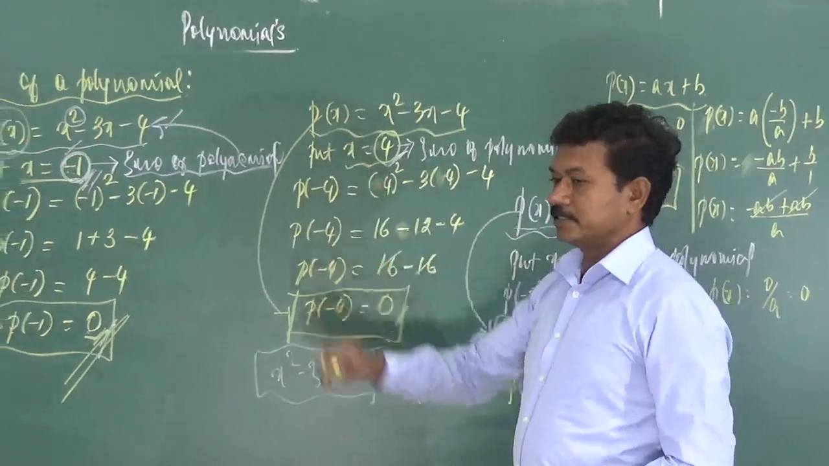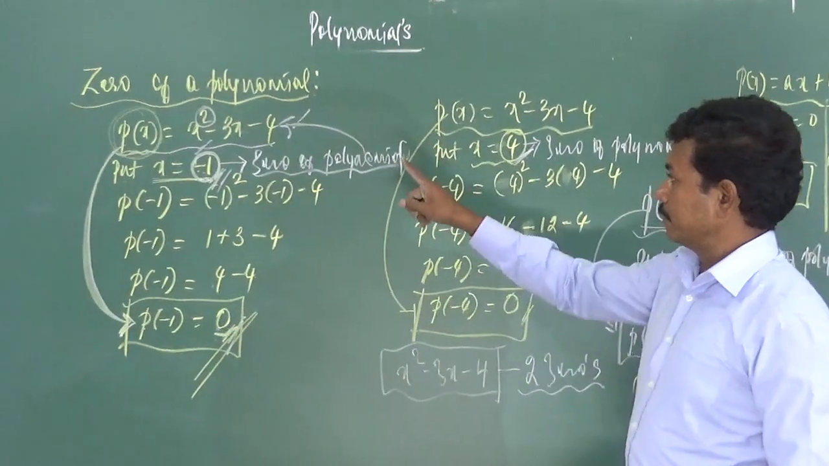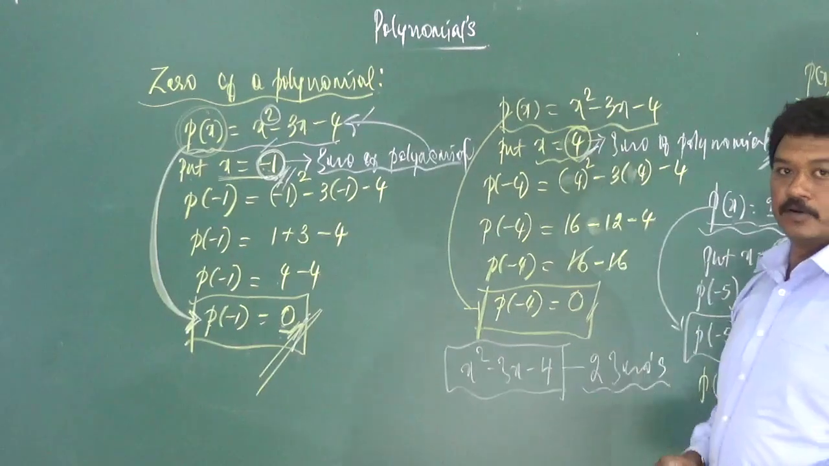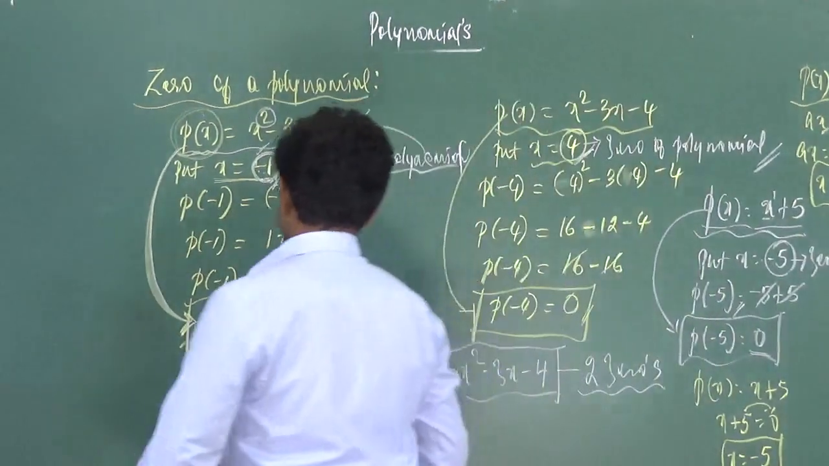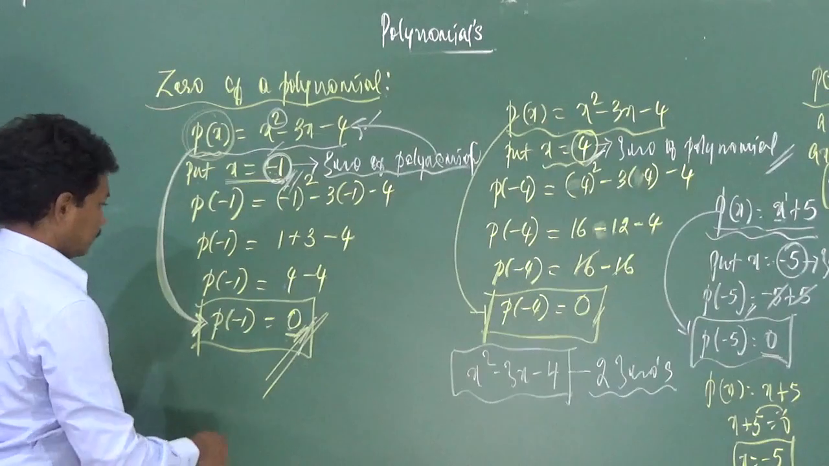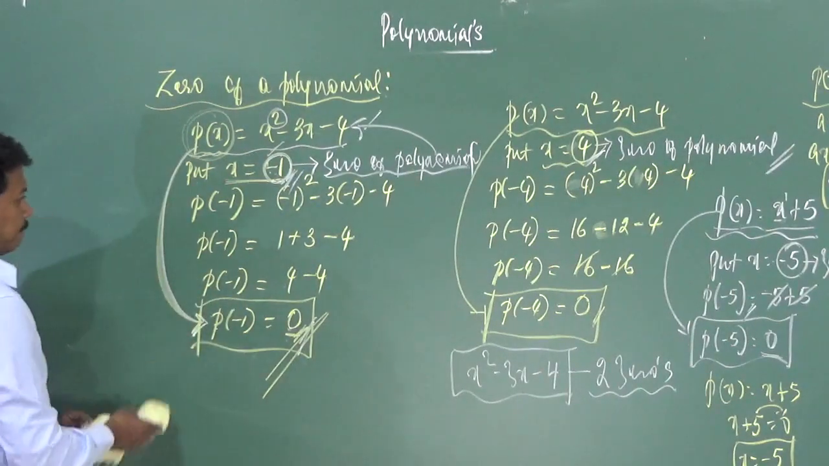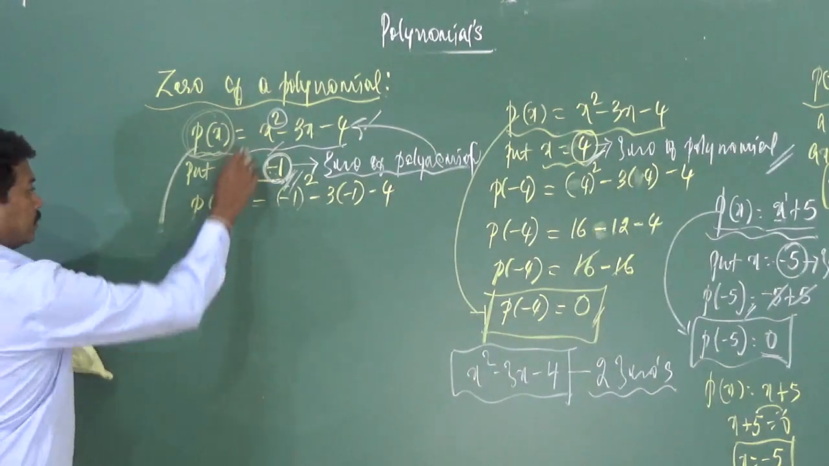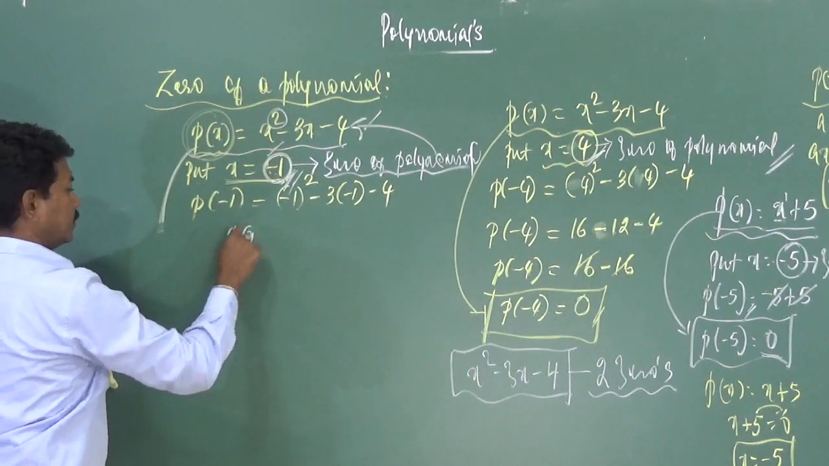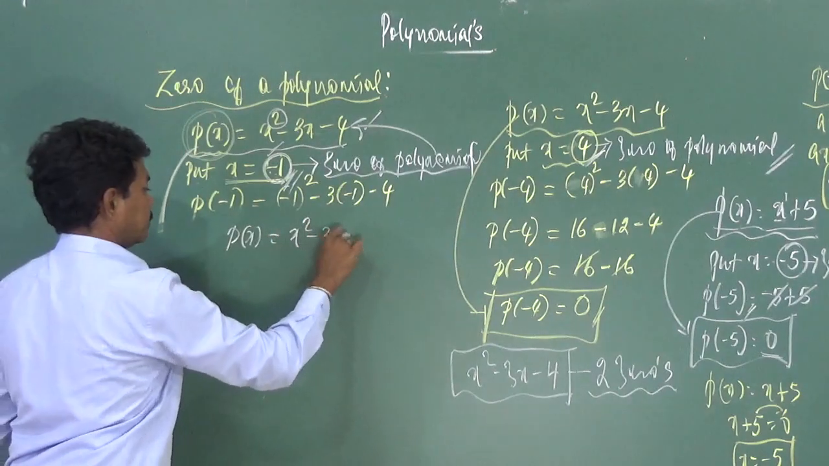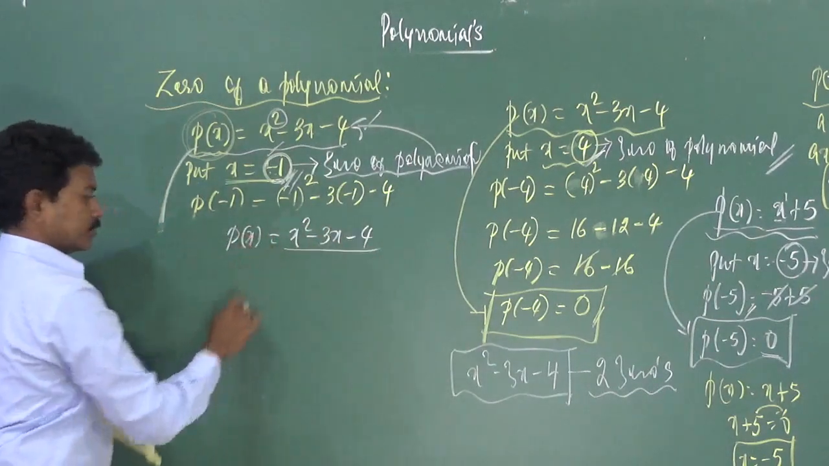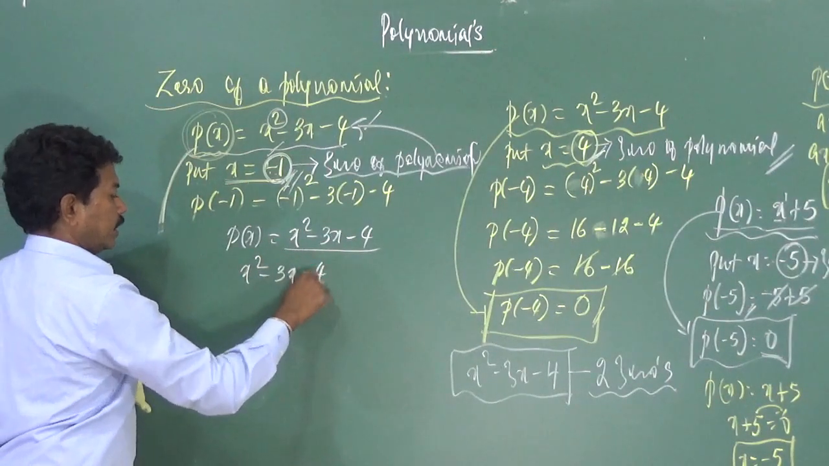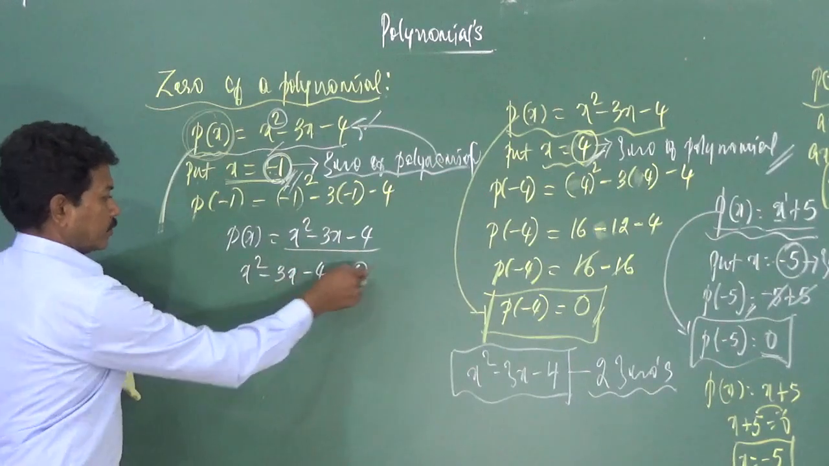So, let us go with this example here. I will show you how minus 1 and 4 you are going to get as zeros for this quadratic polynomial, right. Let us take the quadratic polynomial. P of x is equal to x square minus 3x minus 4. So, in order to get the zeros of this polynomial, I am going to equate the polynomial to 0.